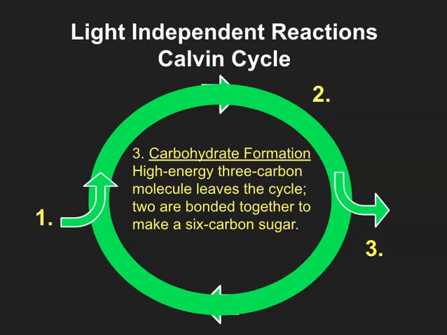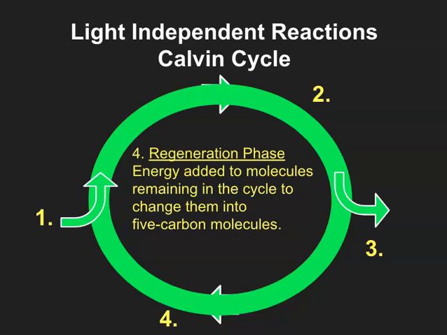In the third step, carbohydrate formation, high energy 3-carbon molecules are going to leave the Calvin cycle. 2 of these will be bonded together in order to make a 6-carbon sugar, also known as glucose. However, not all of the 3-carbon molecules will leave the cycle. Some will remain in the cycle and move to the 4th stage, which is the regeneration phase, where energy is once again added to the molecules remaining in the cycle in order to change them into a 5-carbon molecule that then begins the Calvin cycle over again.